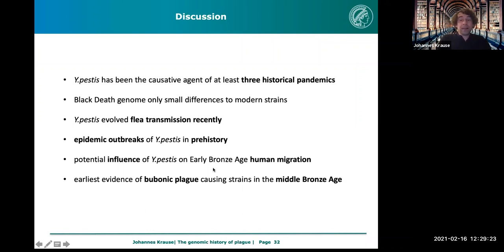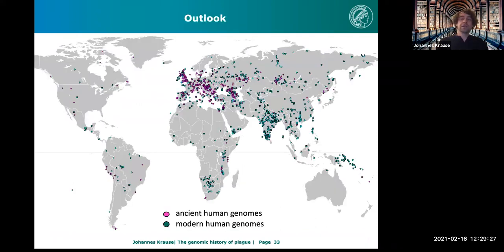And the earliest bubonic plague, as I said, is already in the Bronze Age. So it's actually quite old. It has been around for a very long time. Where do we want to go with that in the future? We have been mostly screening materials. All the ancient genomes that we have available to us right now, you can see here in purple, have a very strong focus in Europe. But the world is much bigger than just Europe, obviously.